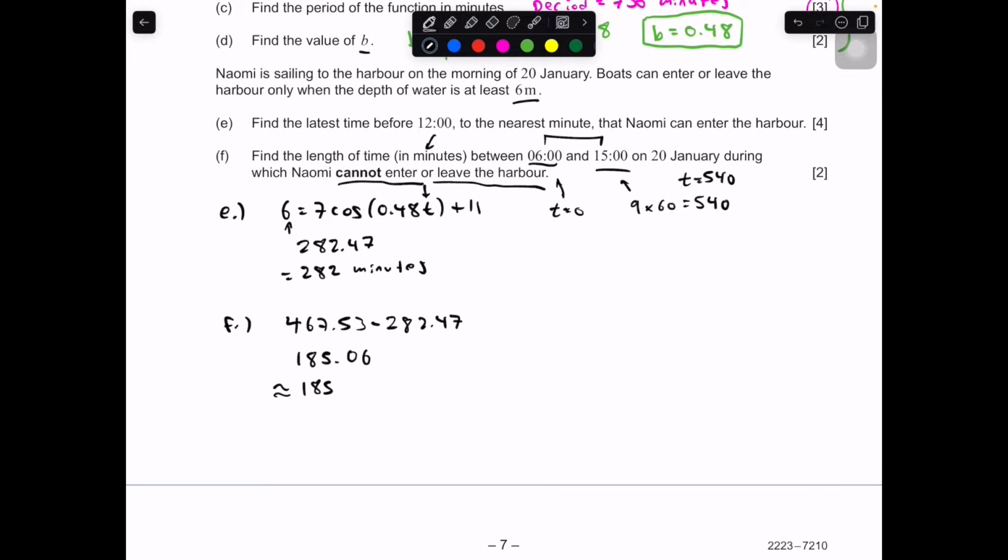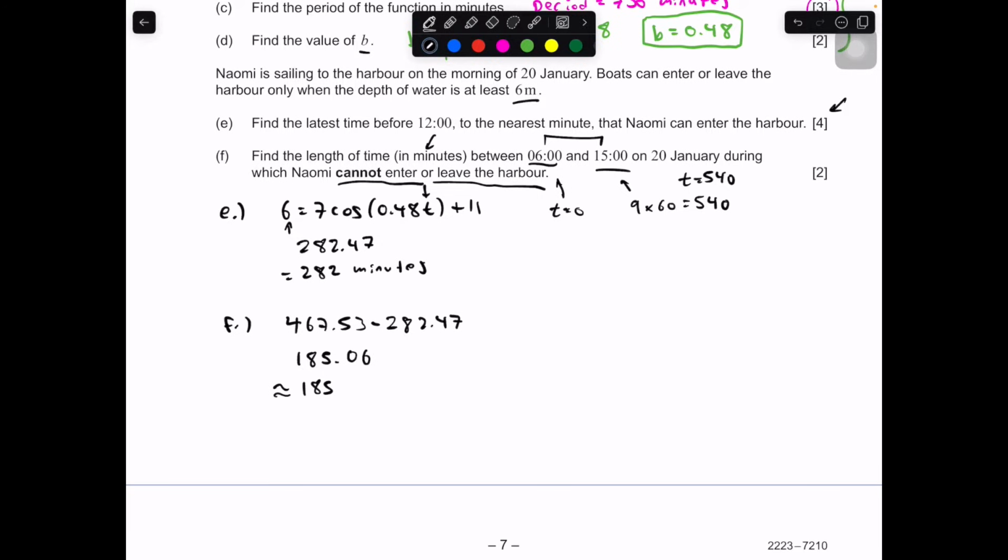That one wasn't too bad, actually. A 2-mark question. I don't know why this one was so challenging of a 4-mark question. Okay. Find the latest time before 12 to the nearest minute that Naomi cannot enter the harbor. I see what they're asking now.